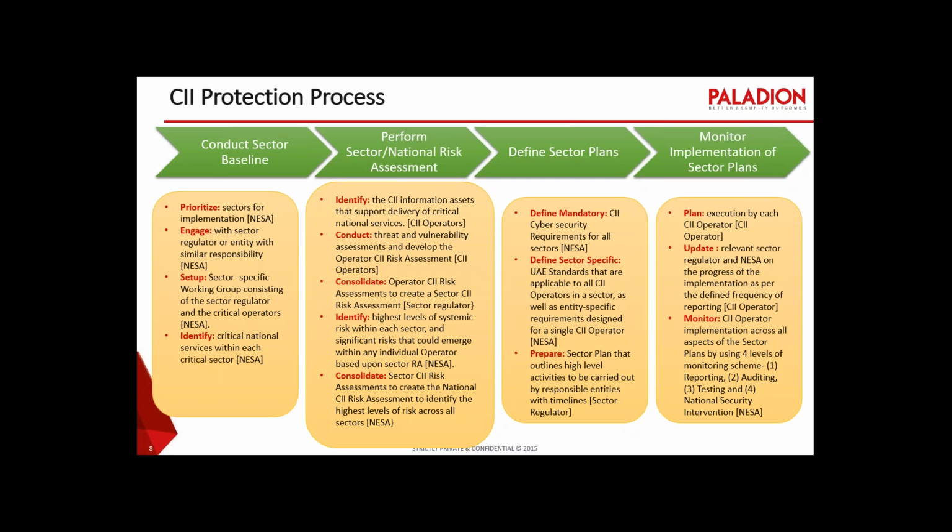Each of these 4 steps is further detailed in terms of what each stakeholder has to do. By and large, there are 3 different types of stakeholders that NESA has defined. The first one is the entity, the operator itself. The second stakeholder is the sector regulator. Every sector would be handled by a sector regulator. And then the third stakeholder is NESA itself. So the overall governance process of NESA has 3 stakeholders: the operator or entity, the sector regulator, and NESA.